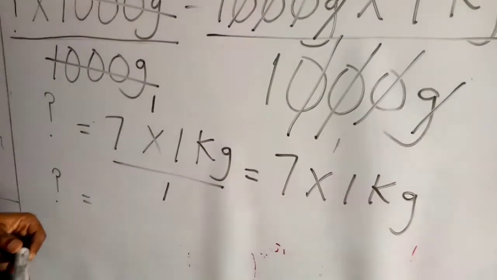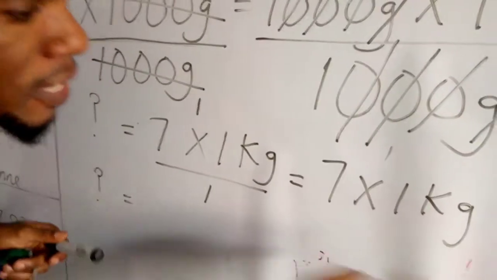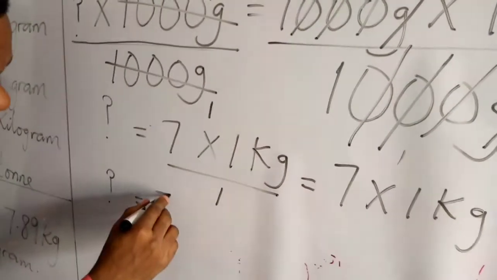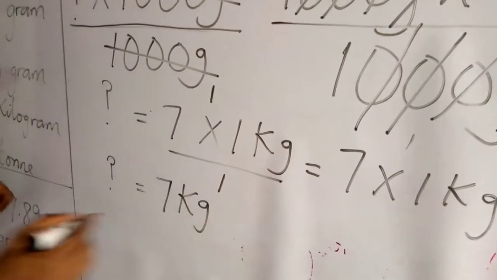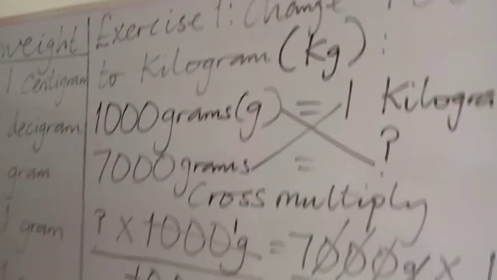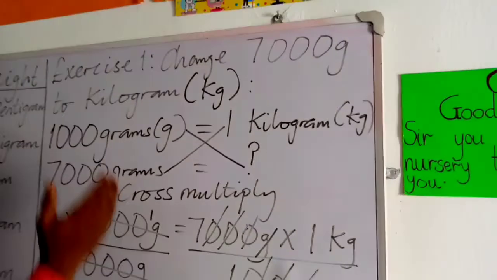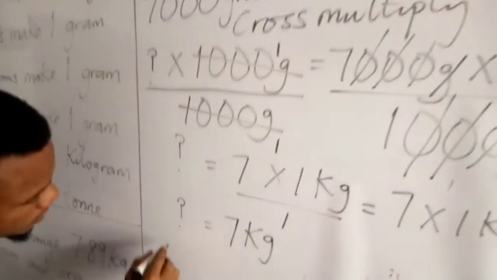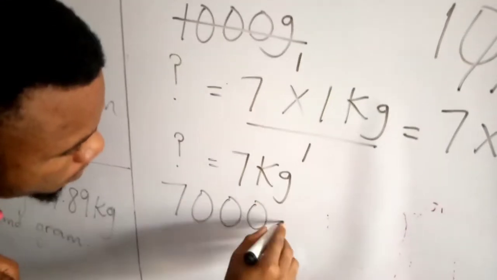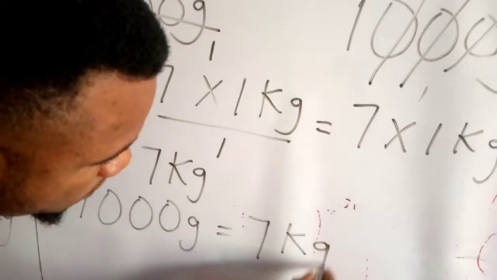Now what is 7 times 1? 7 times 1 is 7. So 7 times kilogram is 7 kilogram. So when you change 7,000 grams to kilogram, what you have here will be what? 7 kilogram. So 7,000 grams is the same as 7 kilograms. So 7,000 grams is the same as 7 kilograms.